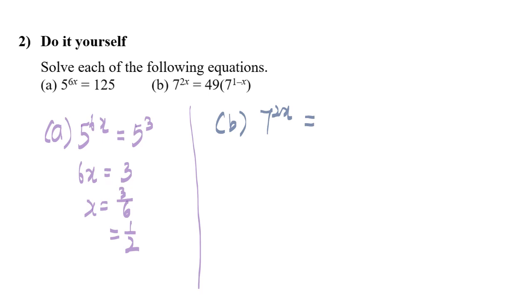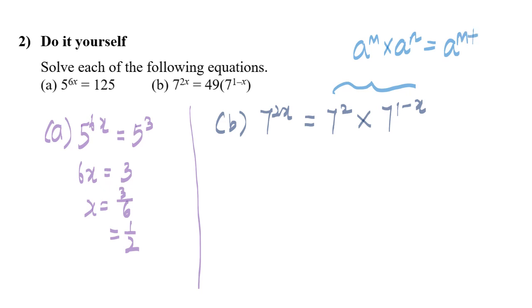Right, so 49, we can write 49 as 7 to the power of 2. Then the next very important step is to convert your brackets to times. Remember to convert the brackets to times, because that will give you an idea that you have to use this rule that we have learned earlier on. So the bases here are the same, the number 7, and then you have the operation which is times. So what we do is just add the exponent.